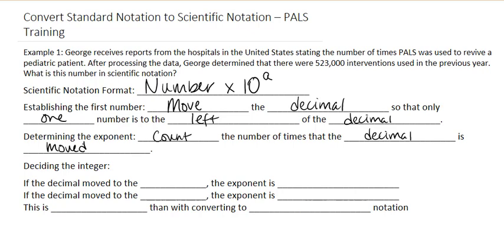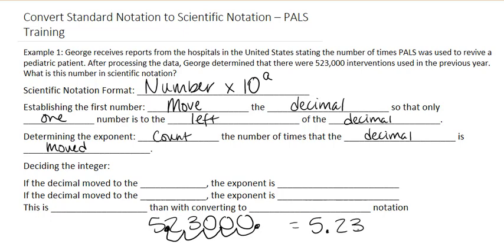And so when we move the decimal, which is right here, we'll go from this decimal, 1, 2, 3, 4, 5. So this gives us a new number of 5.23000. So this is our first number in our scientific notation format. Next, we move the decimal 5 times, so this becomes our exponent.